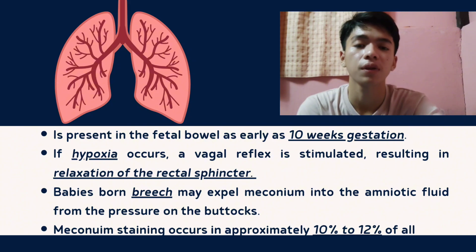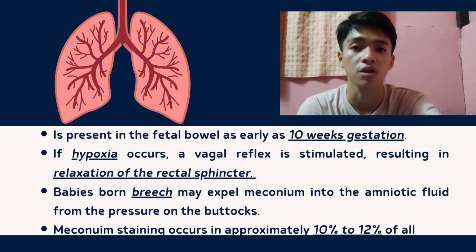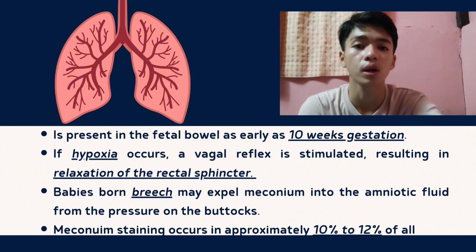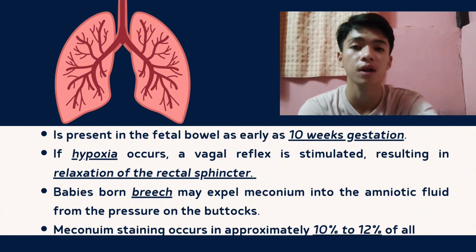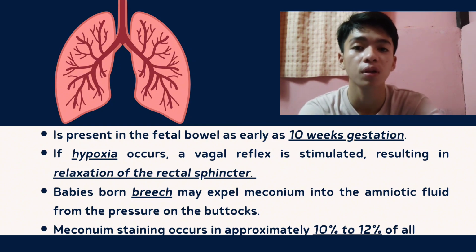Meconium is present in the fetal bowel as early as 10 weeks gestation. If hypoxia occurs, a vagal reflex is stimulated, resulting in relaxation of the rectal sphincter. This releases meconium into the amniotic fluid. Babies born breech may expel meconium into the amniotic fluid from pressure on the buttocks. In both instances, the appearance of the fluid at birth is green to greenish black from the staining.